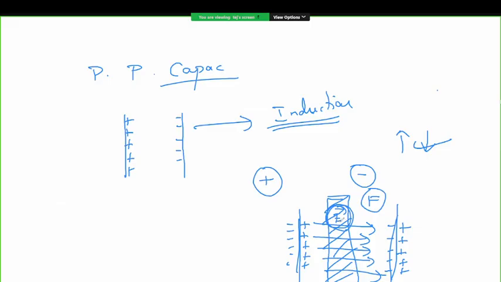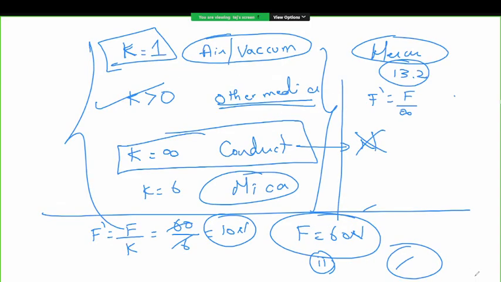Now what happens when it is electric field? I won't talk about that in today's class because that's not in the current chapter. Electric field, there also dielectric can be introduced, but we are not talking about that today. Today we're talking about force, which can be found using Coulomb's law. If force is there between two charges and dielectric is introduced, 100% there'll be a decrease in it. That is concept number one.